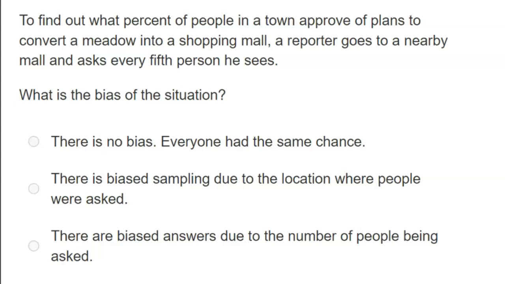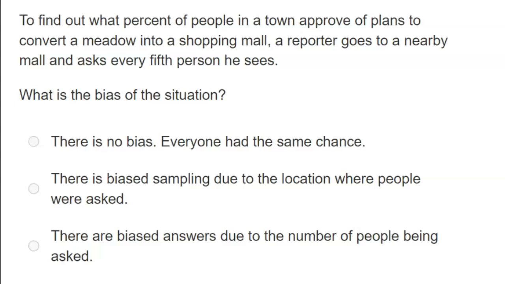So if a reporter is trying to figure out if people would want a mall in their meadow, and he goes to a mall and asks people who are already shopping at a mall if they would want a mall, he is absolutely having a biased sample. So he is not asking the entire town. He's not asking a variety of age groups. He's not asking a variety of methods. So he is asking someone who's already shopping in a mall if they would want a mall.